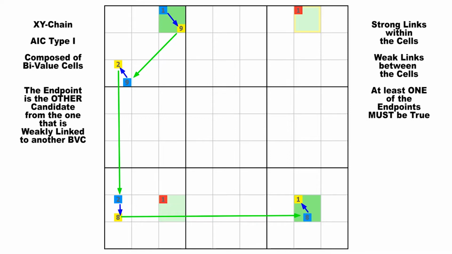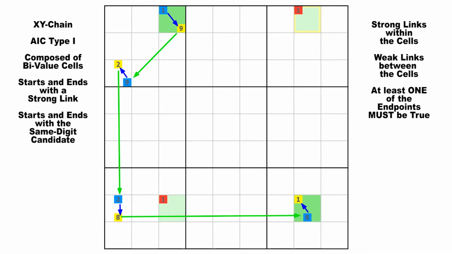But with an XY chain, because all the links between the cells are always weak links, this restriction does not apply. So when the endpoints lie in different chutes, like you see here, you can have up to 2 possible eliminations. And when the endpoints are in the same chute but not in the same house, you can have up to 6 eliminations like this.